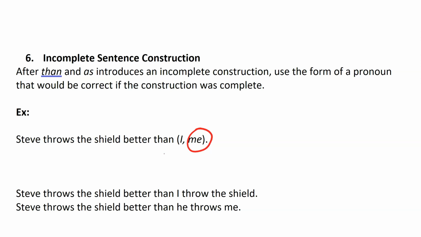Well, then the sentence totally changes. Believe it or not, what you're saying now is the second sentence: Steve throws the shield better than he throws me. And I don't think that's what was happening here. So in this case, you have to be very careful and make sure you understand what I means. And it means this: then I throw the shield.